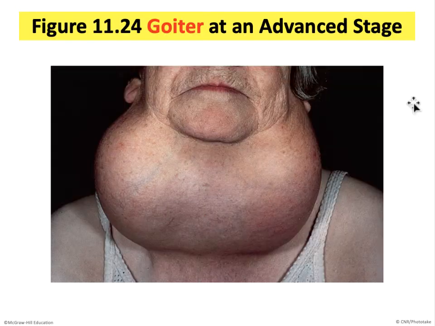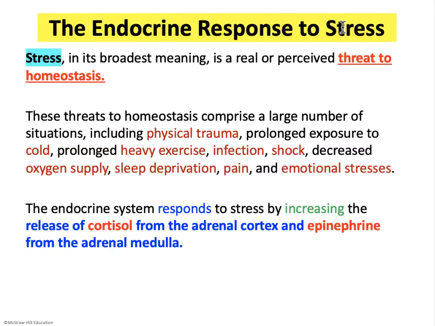Figure 11.24 shows a patient with a very advanced stage of goiter. Goiter is an overexpansion of the tissue of the thyroid. It is the result of a lack of iodine in the diet and can usually be reversed by supplying that missing ingredient. Let's move across and look at stress.